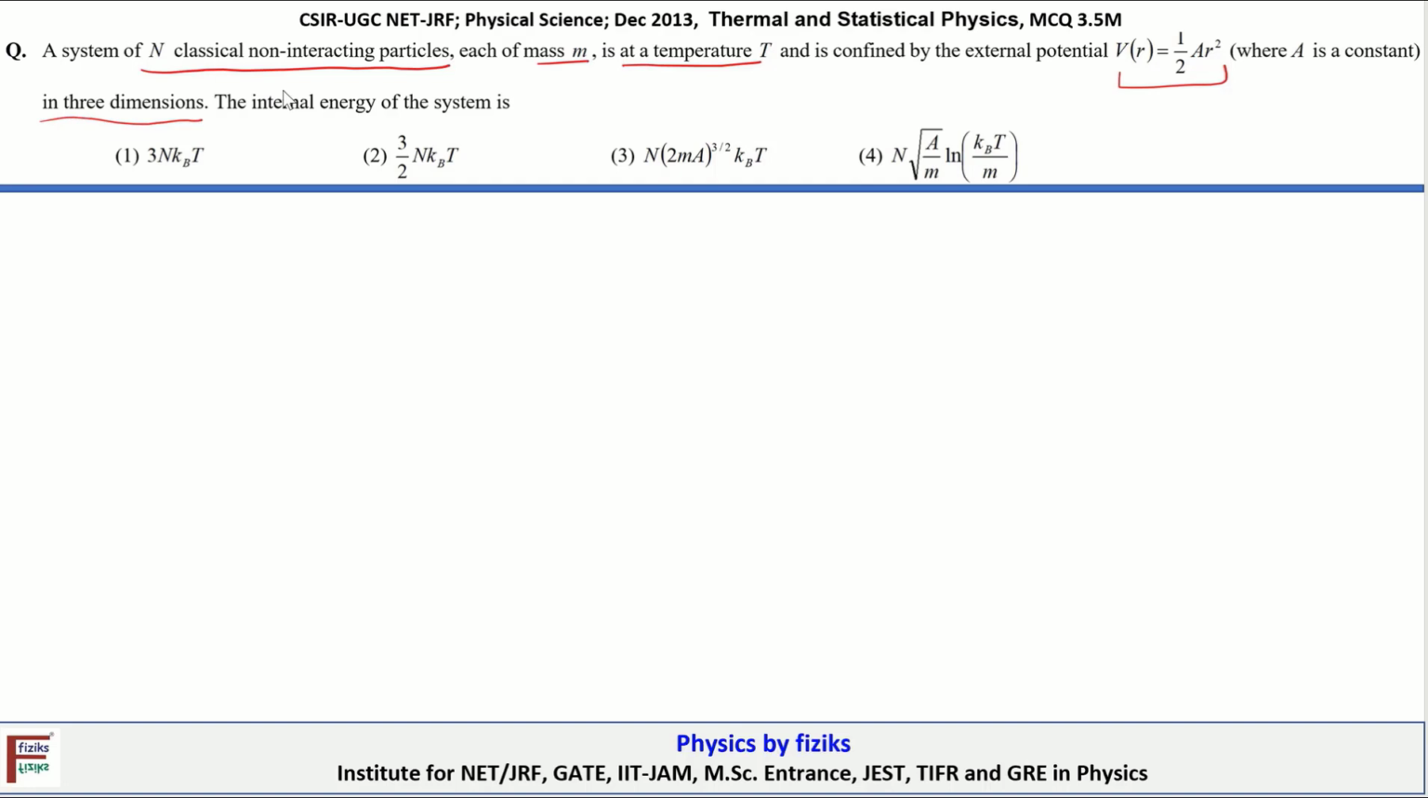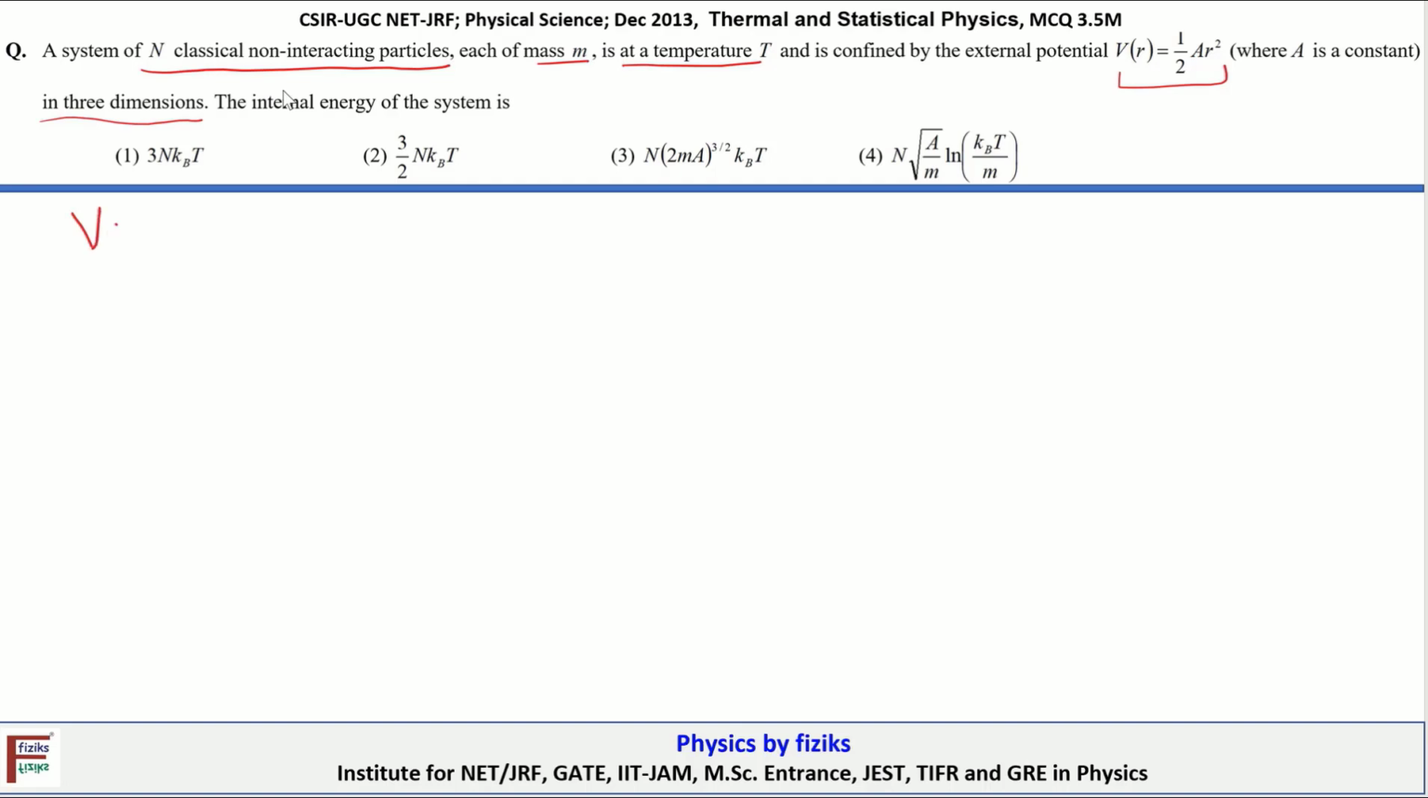So we can determine the internal energy of the system by either taking the n particles together, or first considering one single particle, writing the partition function for it, and then evaluating the average energy associated with one single particle. From there we can calculate the total energy associated with n classical and non-interacting particles.